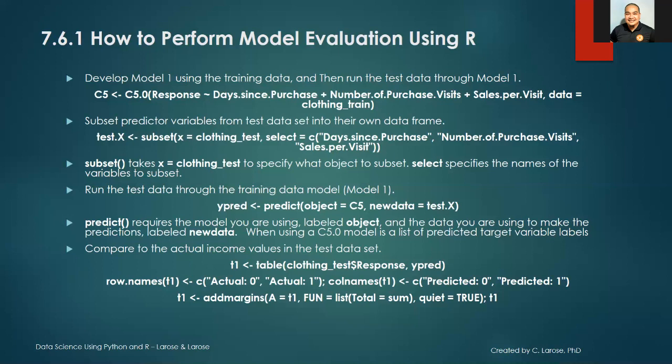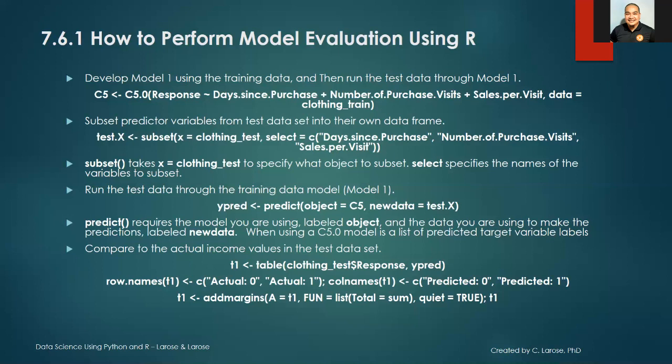Now we are ready to run the test data through the training data model. We refer to this syntax. The predict command requires as input the model you are using to make predictions, labeled object, and the data you are using to make the predictions, labeled newdata. In our case, we are using C5 from the training dataset as our model and the predictor variables from the test dataset.